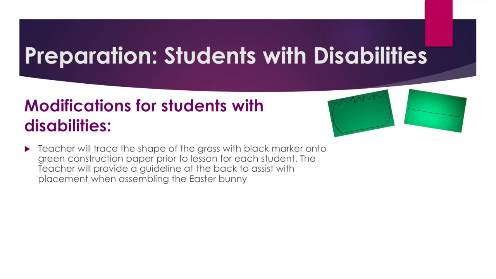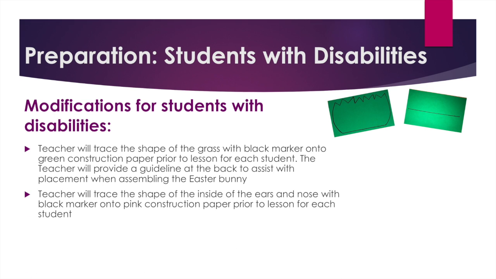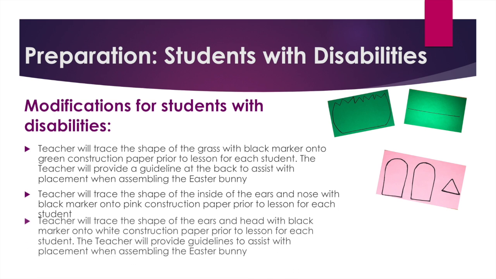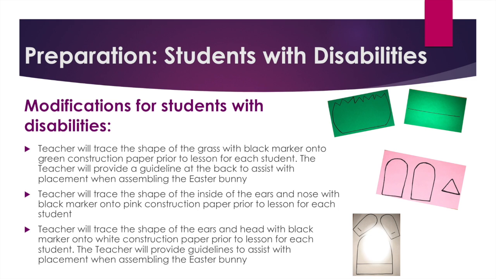And you can see the differentiation there on the right. The teacher will trace the shape of the inside of the ears and nose with black marker onto pink construction paper prior to the lesson for each student. So the teacher will trace the shape of the ears and the head with black marker onto white construction paper prior to the lesson for each student. The teacher will provide guidelines to assist with placement when assembling the Easter Bunny. And you can see the differentiation there on the right.